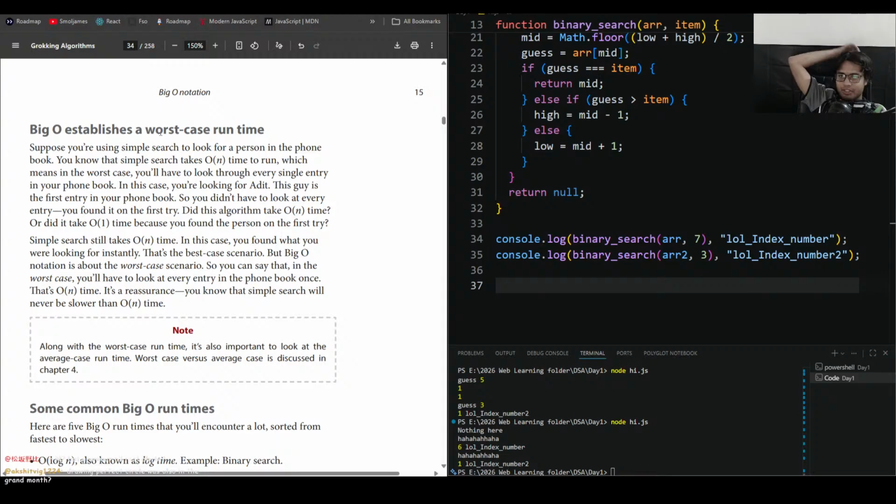Big O establishes a worst case runtime. Suppose you are using simple search. Big O establishes a worst case runtime.